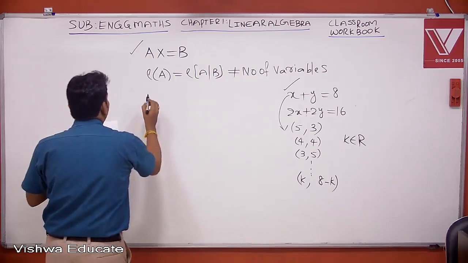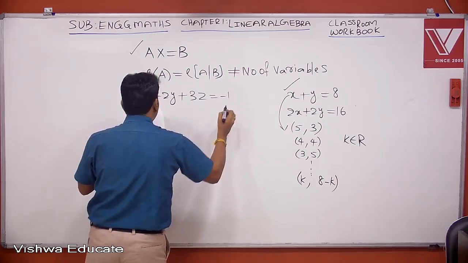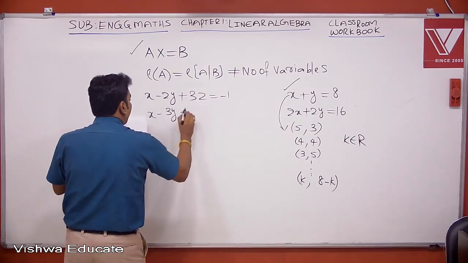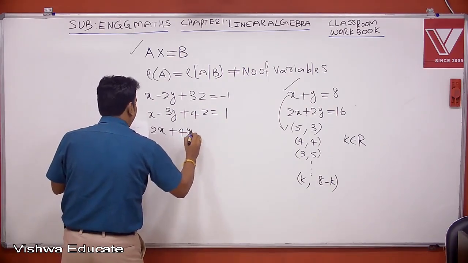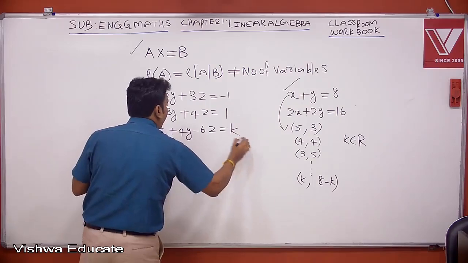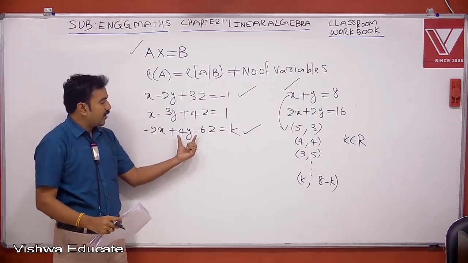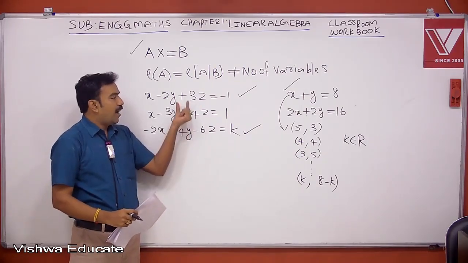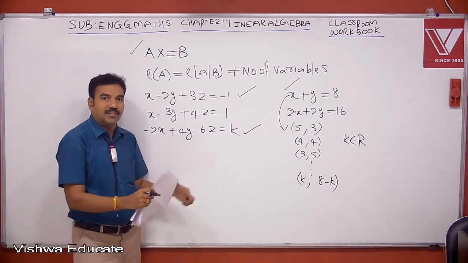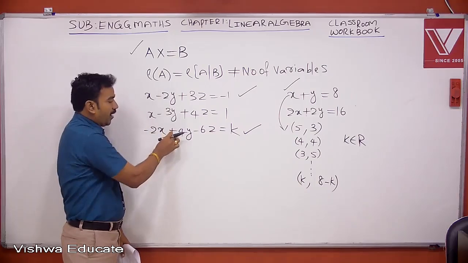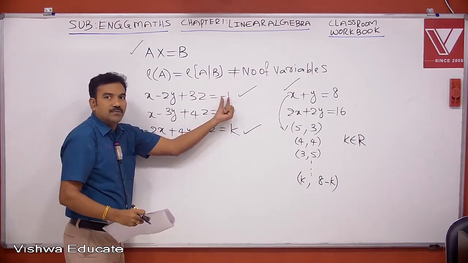Now let us write the equations. The equations are x minus 2y plus 3z equal to minus 1, x minus 3y plus 4z equal to 1, minus 2x plus 4y minus 6z equal to k. Now look at the first equation and the third equation. Looking at the LHS part, this is minus 2 times the first. Multiply the first equation by minus 2 and you get the third equation: 1 into minus 2, minus 2 into minus 2 is plus 4, 3 into minus 2 is minus 6.